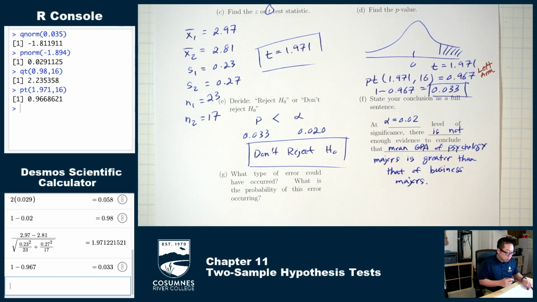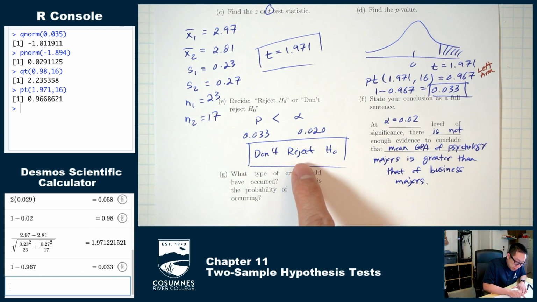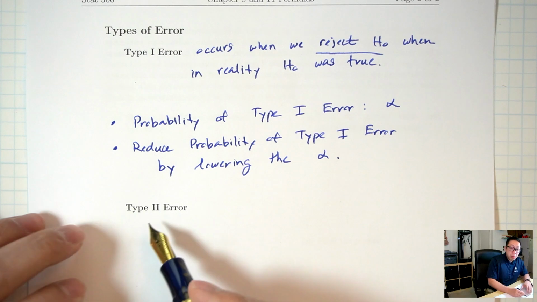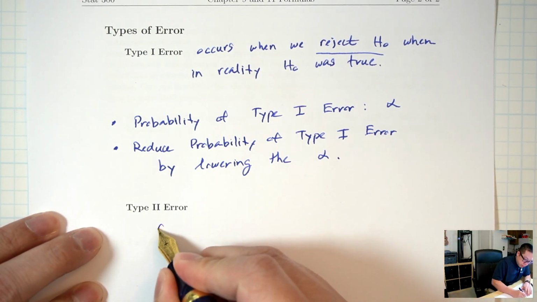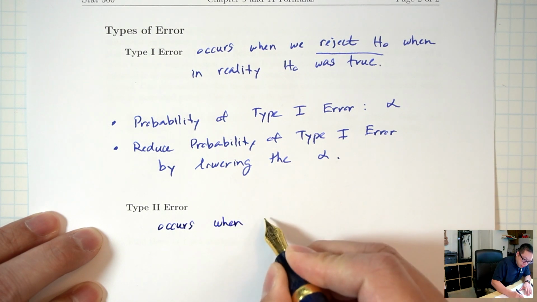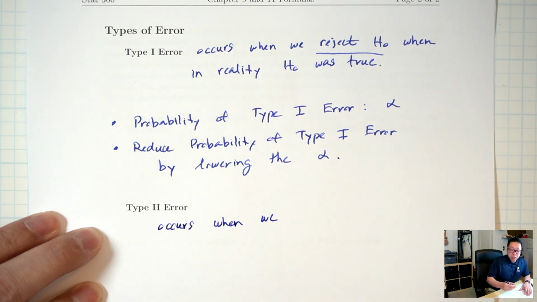Okay, and now to part G. What type of error could have occurred and what's the probability of this error occurring? Okay, so anytime you don't reject, you could be making what's called a type 2 error. So let's talk about type 2 error. A type 2 error occurs when we don't reject.